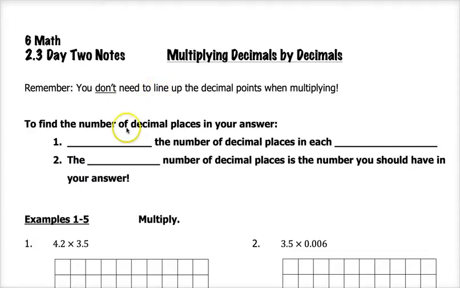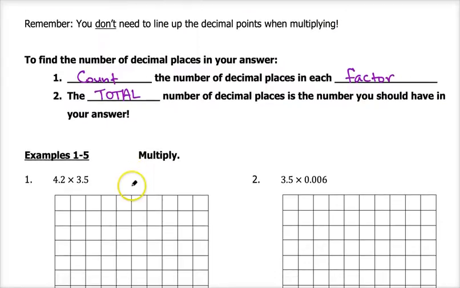So to find the number of decimal places in your answer when you're multiplying two decimals together, you first count the number of decimal places in each factor. Factors are just numbers that you multiply together to get products. So each part of a multiplication problem, the two numbers that you're multiplying together, are the factors. The total number of decimal places that you count is the number you should have in your answer. So we're going to practice this and see how this looks in a few examples.